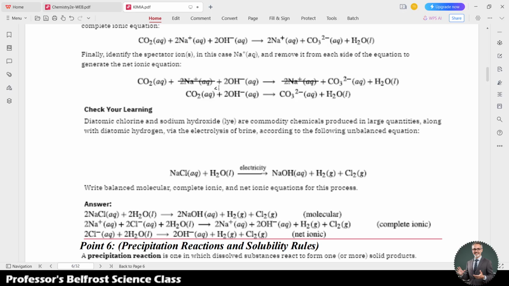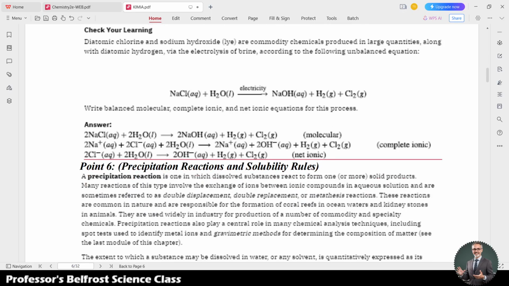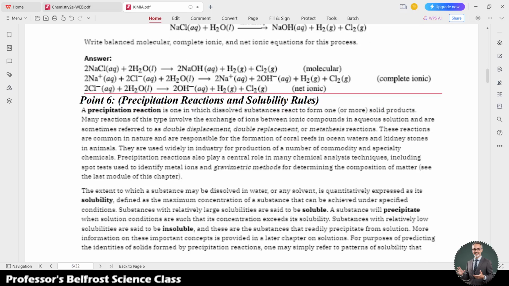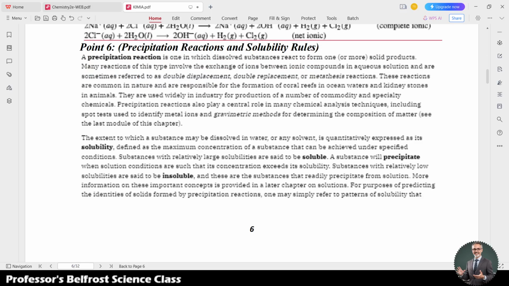Now, I want you to try to solve this equation. You see, we have table salt here, NaCl, sodium chloride. We have sodium chloride and water, and we give electricity, and it will produce sodium hydroxide, hydrogen gas, and chlorine gas. You are asked to create the balanced molecular equation, balance it first, and then write the complete ionic and net ionic equations for the process. Actually, this is not very difficult. I leave this for you to solve by yourself.